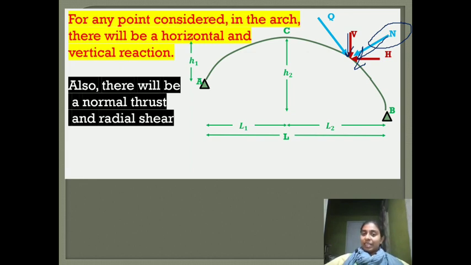And Q is called radial shear. This radial shear will act normal to the normal thrust. So this is 90 degrees, and between V and H, this is 90 degrees. So vertical shear and horizontal shear at a point D are normal to each other, perpendicular to each other. Similarly, the normal thrust and radial shear will be perpendicular to each other.